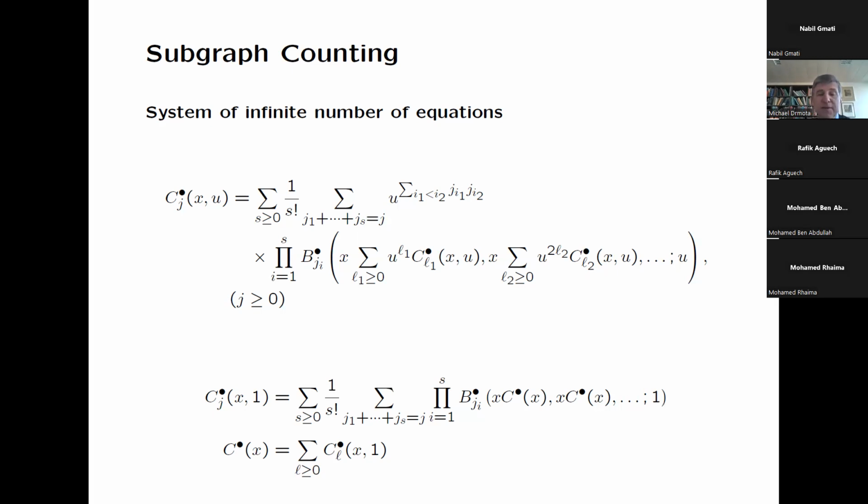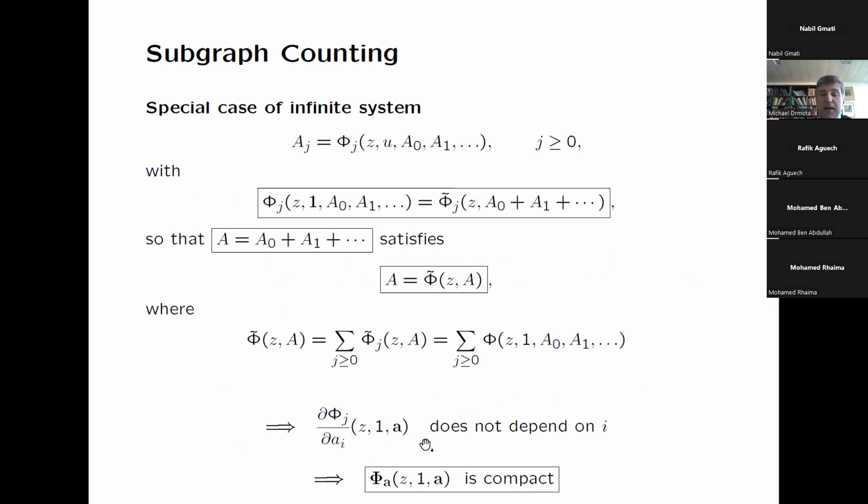So we have really an infinite system of equations. But, and this is another point, if we put this variable u to 1, all these equations collapse into a single equation again if we sum up. And this is actually the reason why the Jacobian in this case is compact. So we are in a lucky situation. We get this compactness of this operator for free.